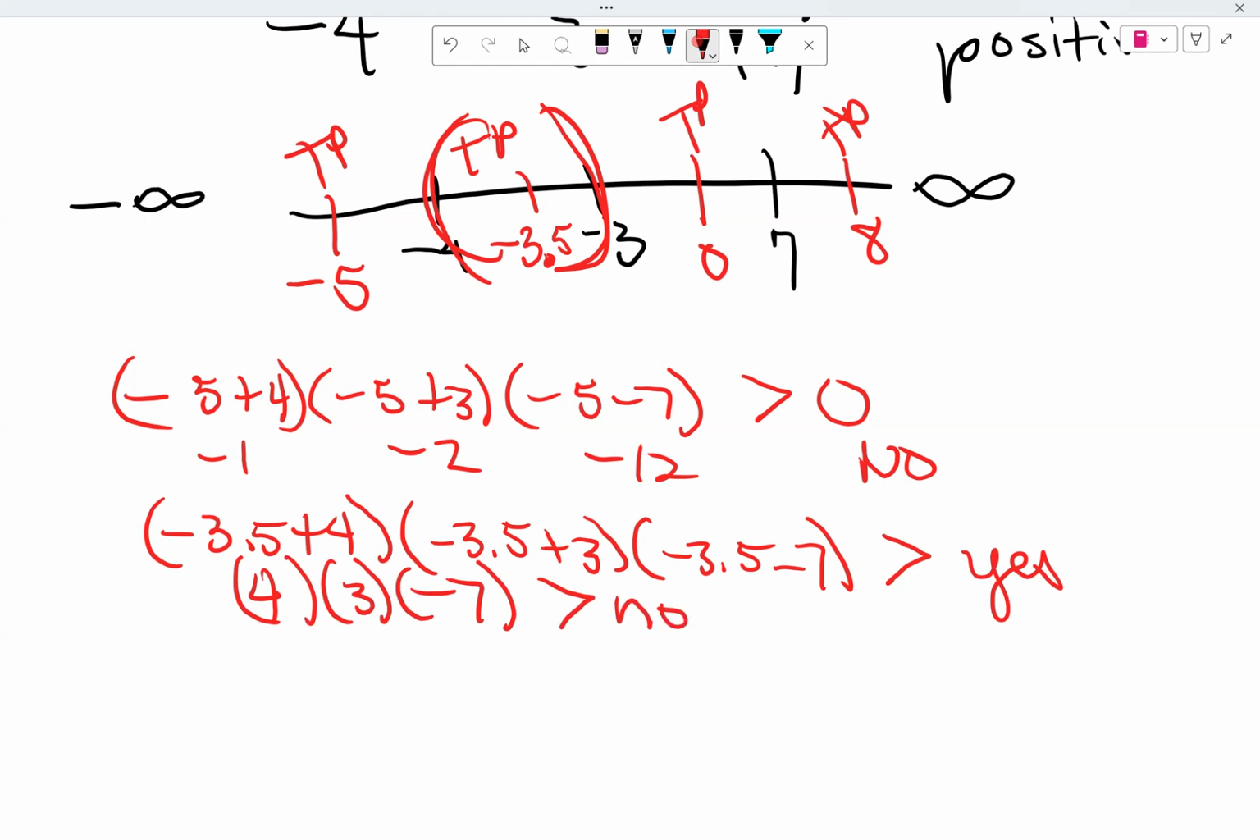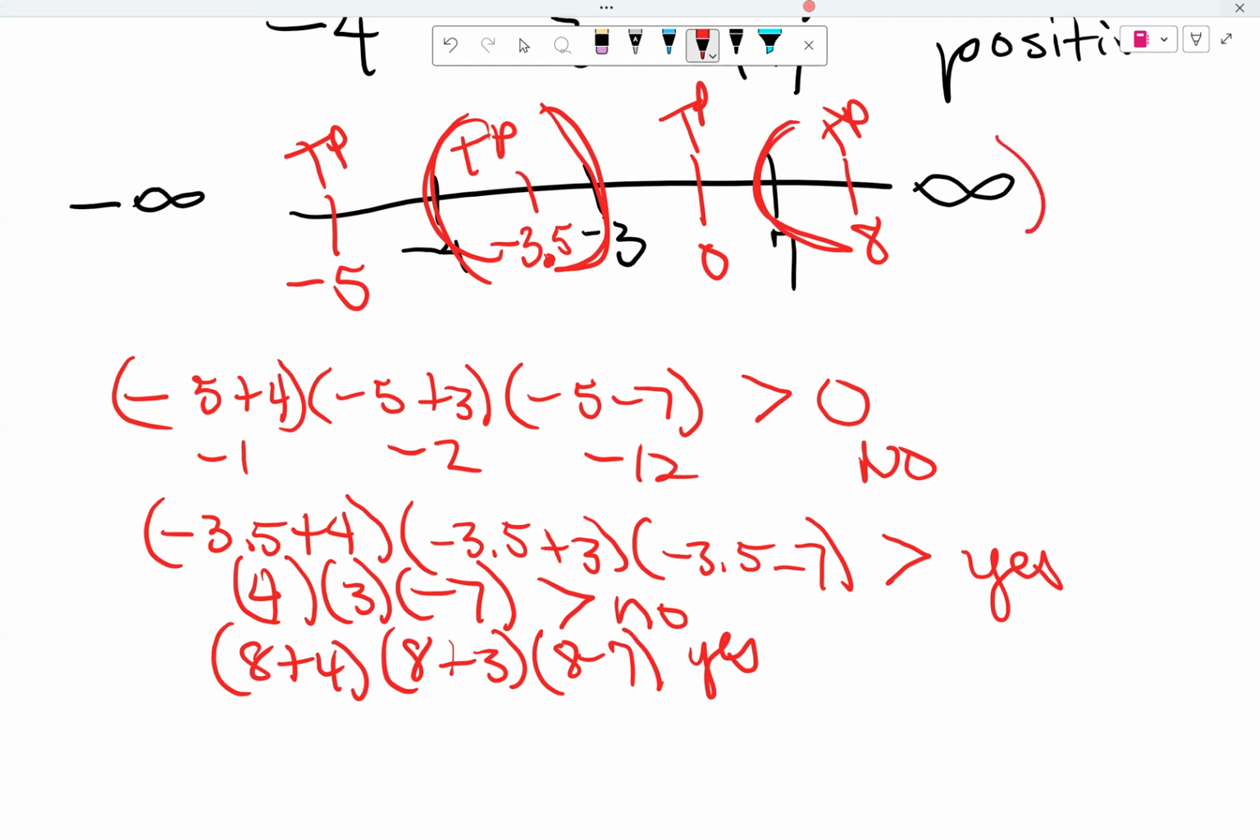Okay, and now we try the 8. Well, 8 plus 4, that's positive. That's good. We have an 8 plus 3, that's positive. That's good. And we have an 8 minus 7, that's positive. That's good. So this is a yes also. So my other interval is over here. It's this and this. So I believe for you, that is C.